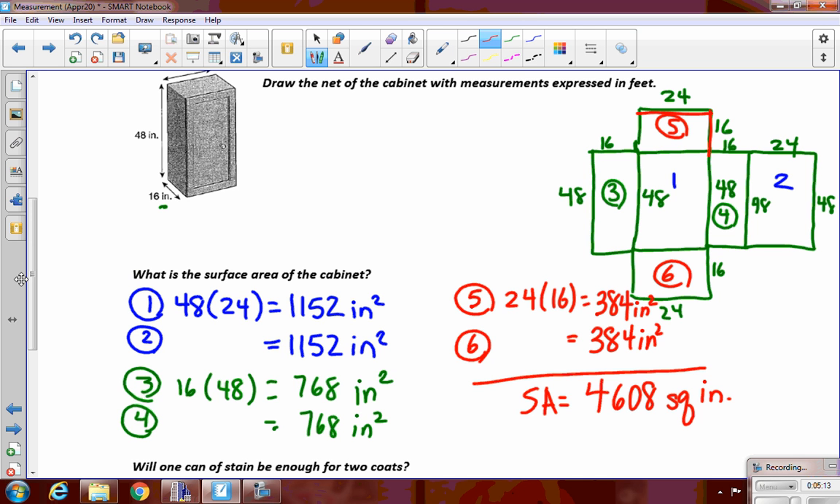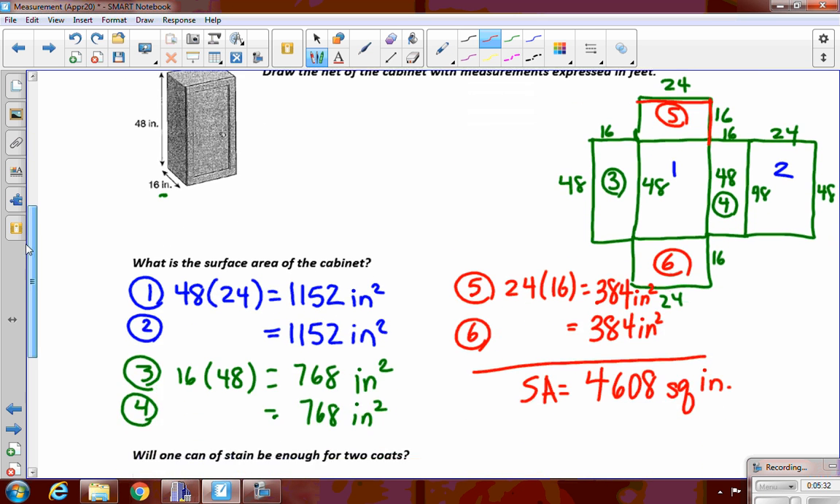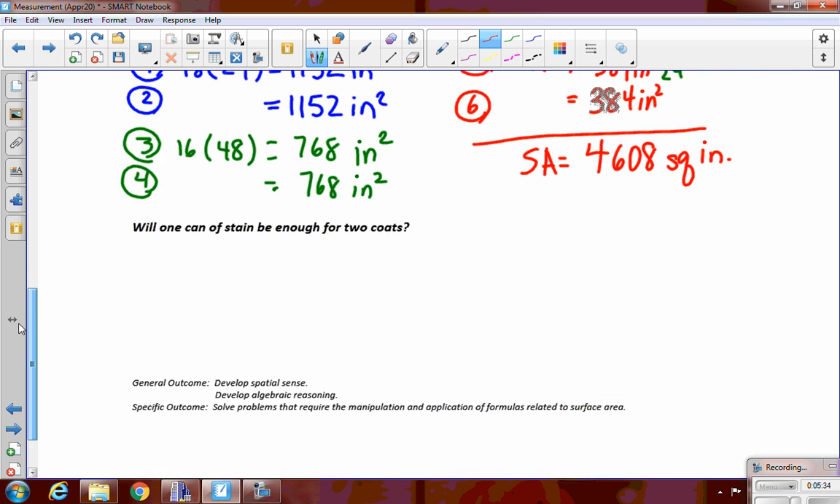So now the question continues, and it's saying, now that I know it's 4,608 square inches, and the original question here circled in green says one can is going to cover 80 square feet, and she plans to put 2 coats on it, well, will one can do the job? Now this is where we have to convert our square inches into square feet.